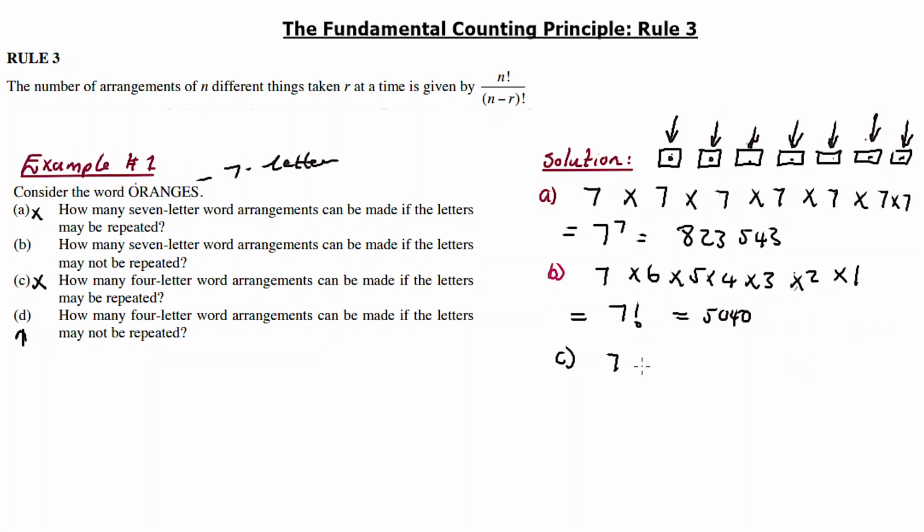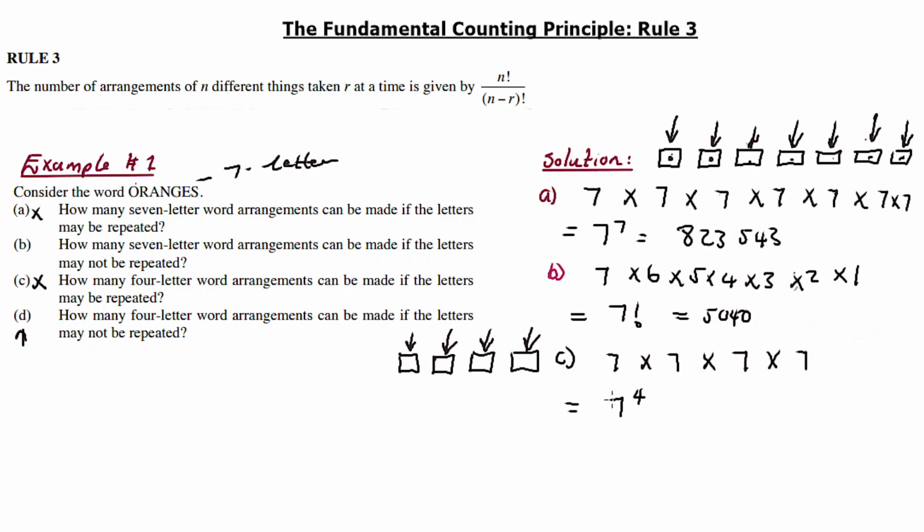Okay, C. How many 4-letter word arrangements can be made if the letters may be repeated? So it will be 7 times 7 times 7 times 7. This time I have 7 choices out of 4 blocks, 1 2 3 4. The blocks represent the 4-letter word arrangement. For the first block I have 7 letters. They can be repeated, so for the second block I also have 7 choices. Third block 7. Last block, it's what? 7. So it's 7 times 7 times 7 times 7.